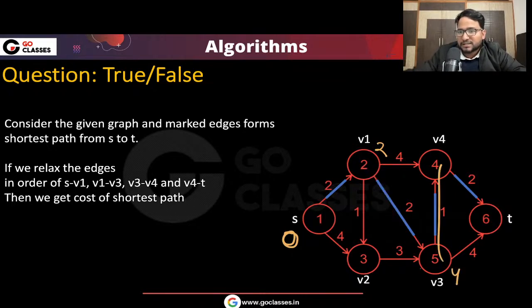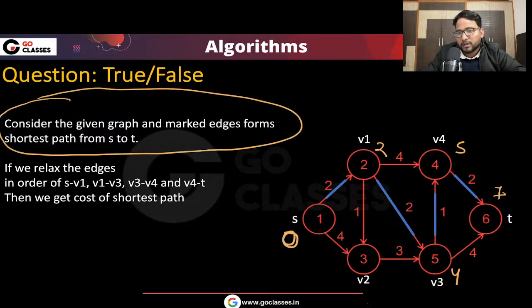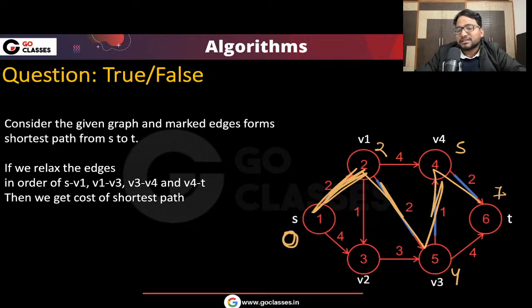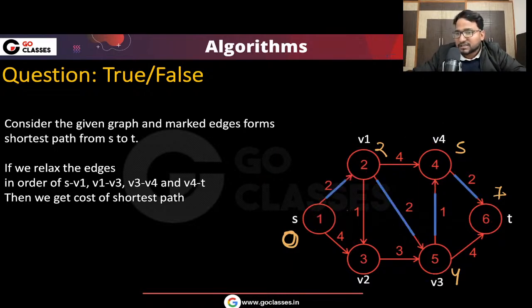Then you relax this edge, let's suppose this is 5, and then you relax this edge, which is 7. So basically the question says that consider the given graph and mark edges from the shortest path from S to t. They're saying that the marked edges, this edge, this edge, this edge, and this edge, form the shortest path from S to t. I mean, it is given that this is the shortest path. Now what else do they say?